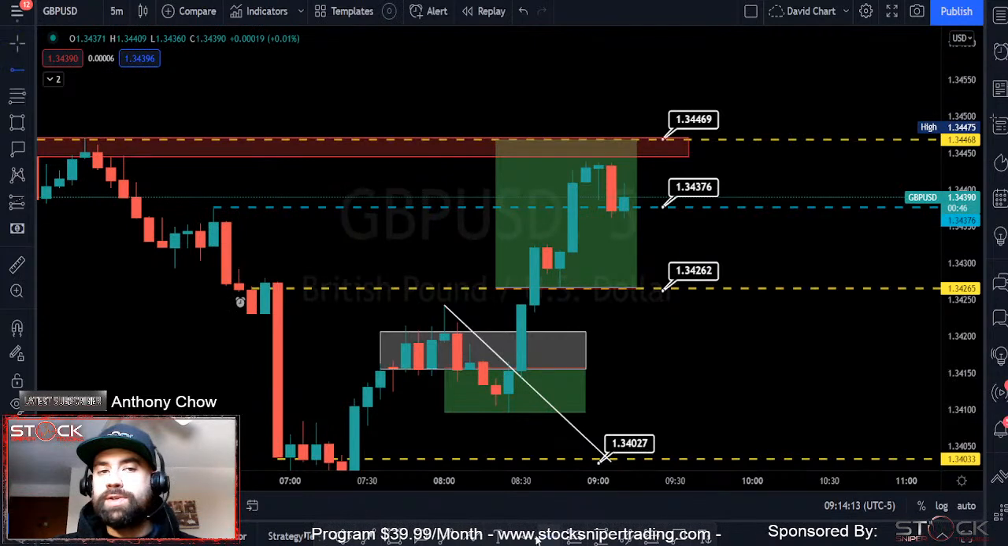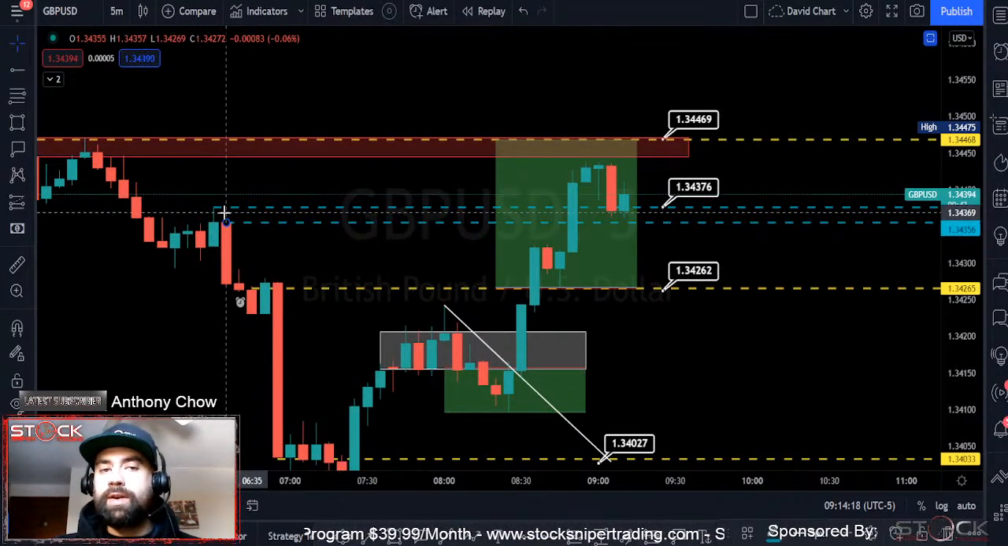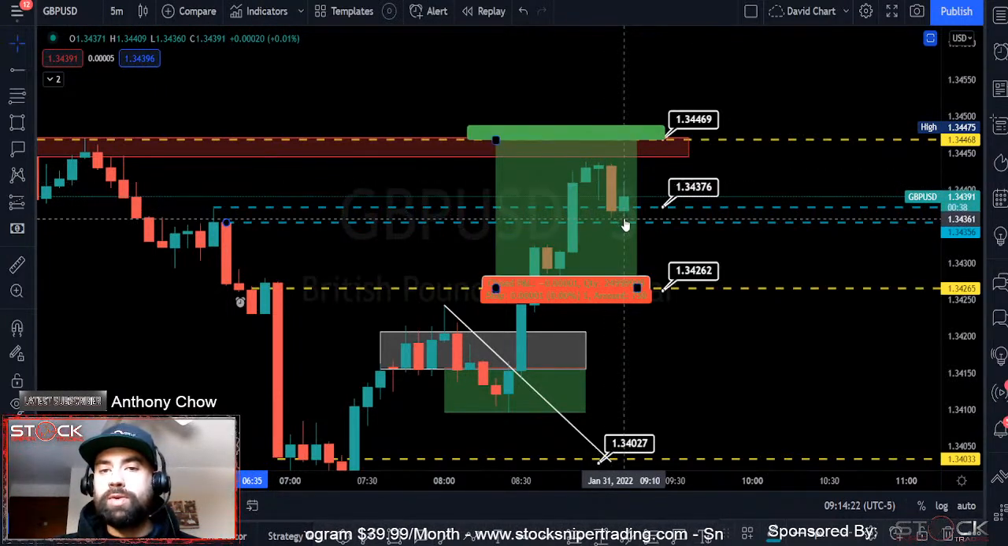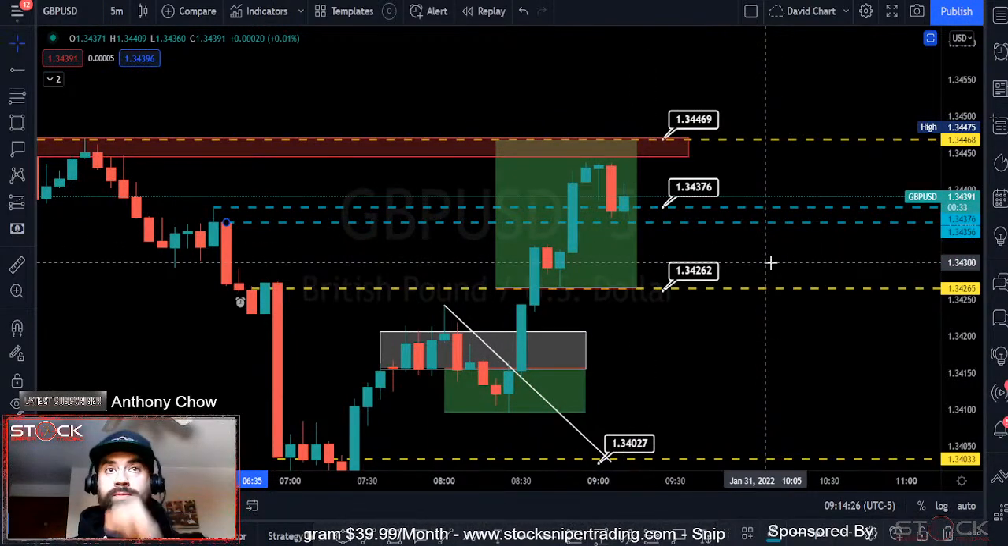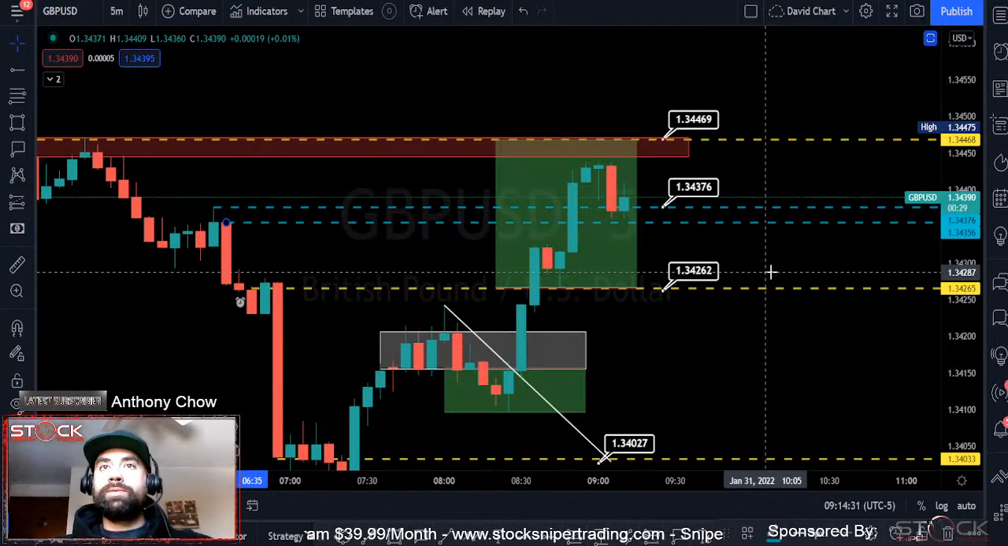Let me draw something for you so you can see. You can see that was an area where the price pushed down, held support, pushed it back up, now holding support for this candle. All right. So let's watch and see how this is going to play out.